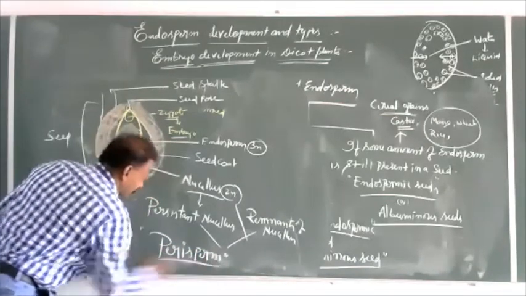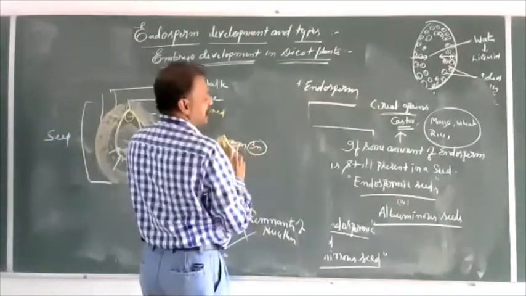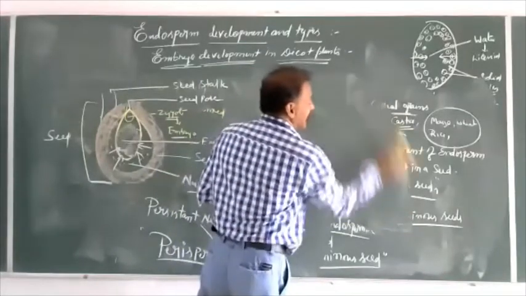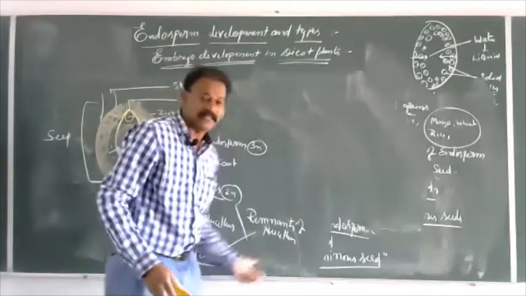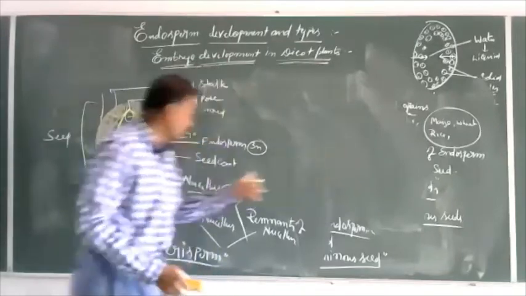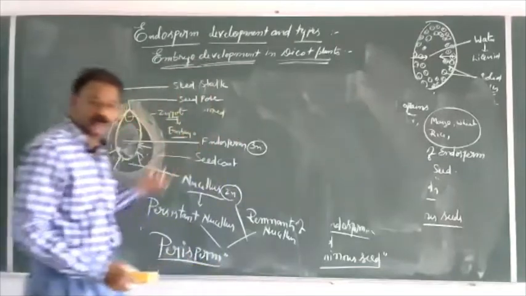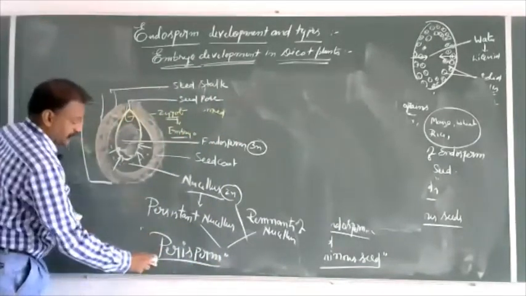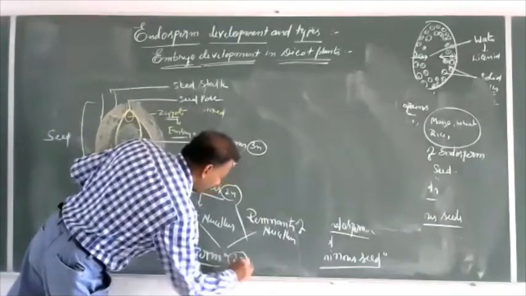Direct question, my dear students: what is perisperm? They may give statement-type questions. Statement 1, statement 2, statement 3, statement 4. Identify which is correct with reference to perisperm, or with reference to endosperm. Zygote, embryo. So, if nucellus is diploid, perisperm is also diploid.